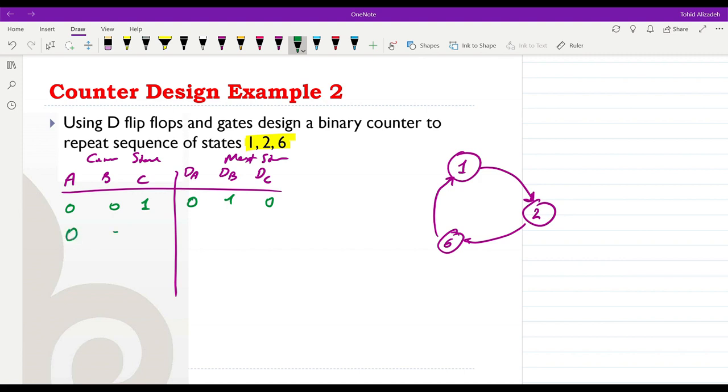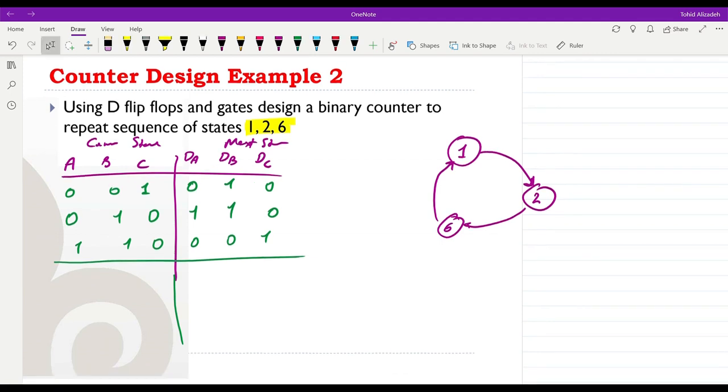Then 0, 1, 0 will take us to 1, 1, 0, and 1, 1, 0 will take us to 0, 0, 1. All the remaining possible combinations for A, B, and C could be considered as don't care. So don't care for 0, 0, 0, 0, 1, 1, 1, 0, 0, 1, 0, 1, and 1, 1, 1. All these cases will be considered as don't care.